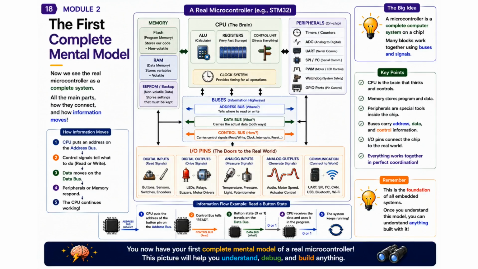Close your eyes. Imagine what is happening in the microcontroller. This is the foundation of all embedded systems. Once you understand this complete mental model, you can understand, debug, and build almost anything based on microcontrollers. And this bigger picture will stay with us as we move to more advanced systems in the future.